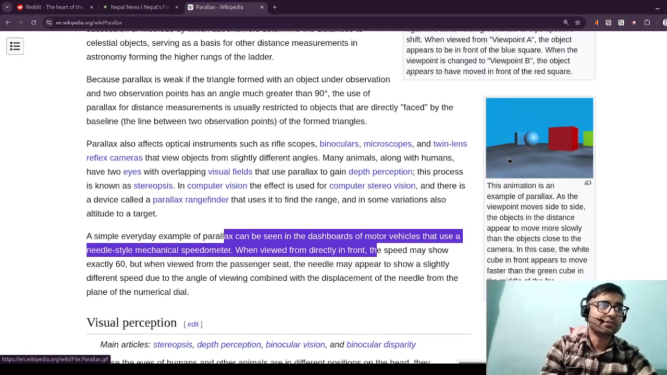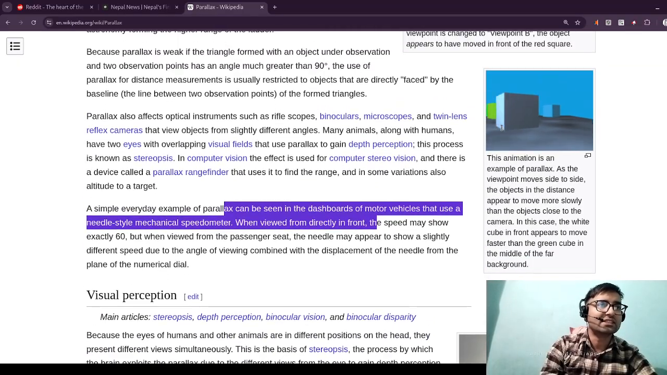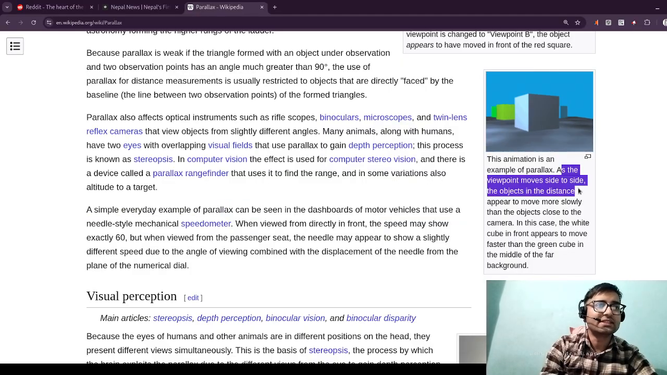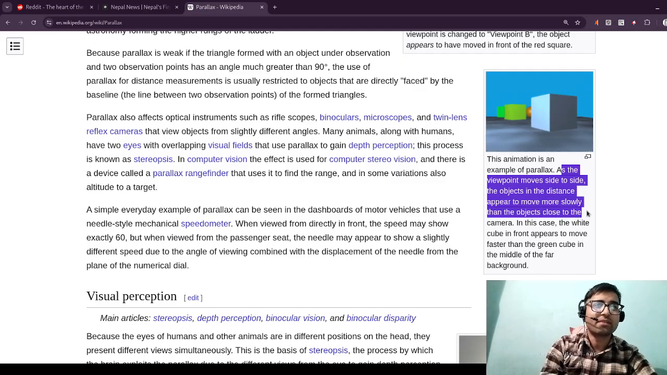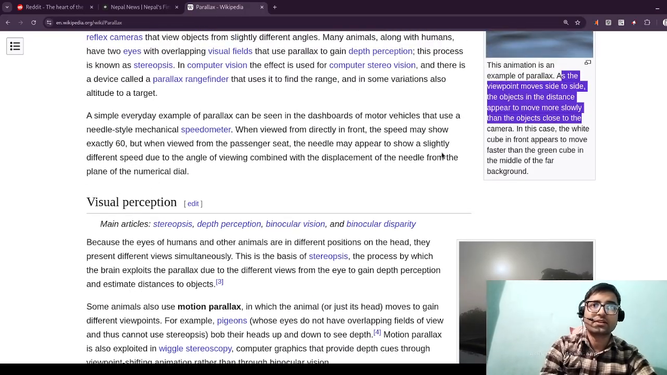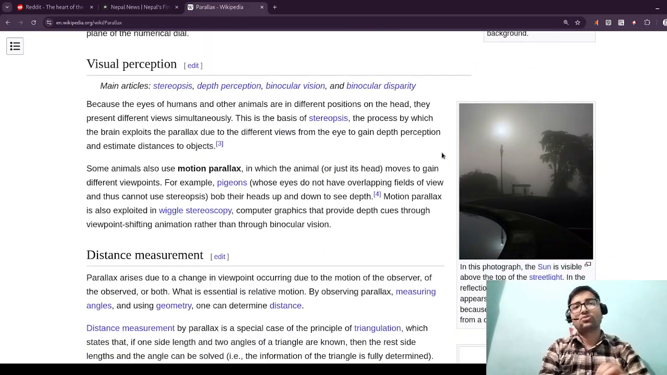What is the example given here? This example is an example of parallax. As the viewpoint moves to the side, the objects in the distance appear to move more slowly than the ones closer to the camera. In these cases, the white cube in front moves faster than the green cube in the middle of the far background. Yes, the white cube is moving faster than the green object behind it. Okay, visual perception.